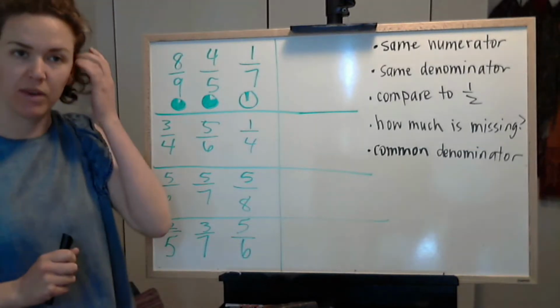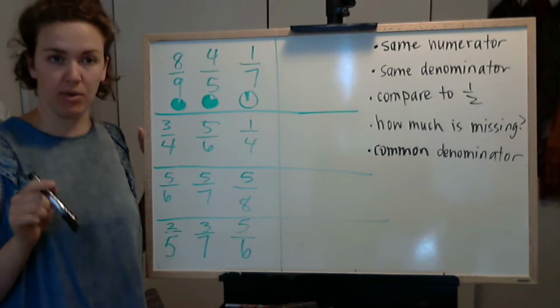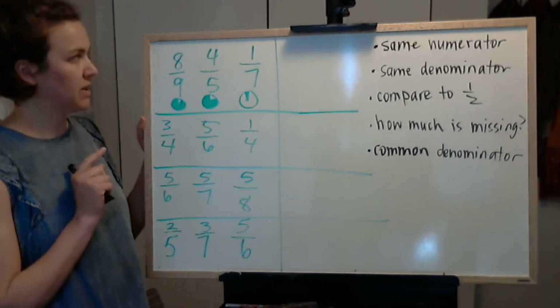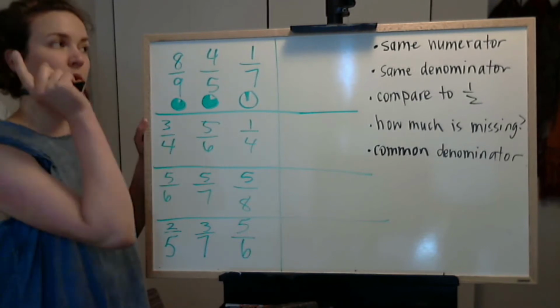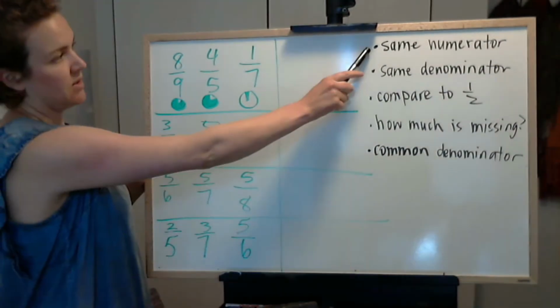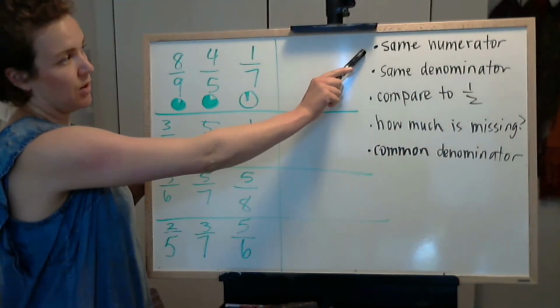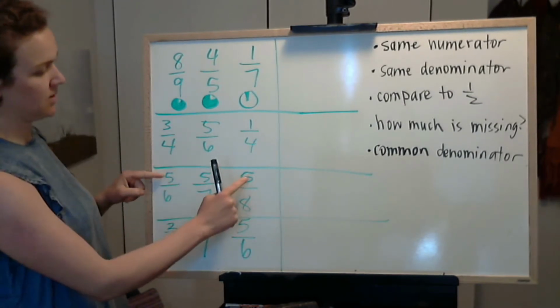This video is for arranging fractions in order. I hope you watched the other video I posted where the woman explained different strategies for comparing fractions, because we are going to use those strategies right now. So the first strategy is you can see if any fractions have the same numerator. So here's an example like that.